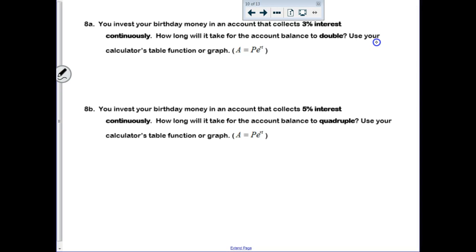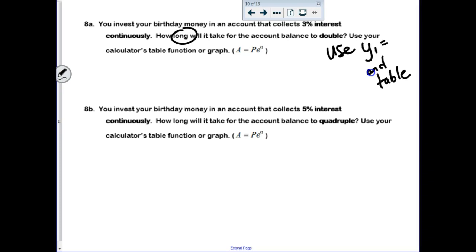Alright, 8A. It's this predictor thing, huh? How long will it take for it to... So anytime you don't know, you have to predict the time. That means you're going to use your table. So in this question, you're going to use the y equals, and you're going to look at your table.